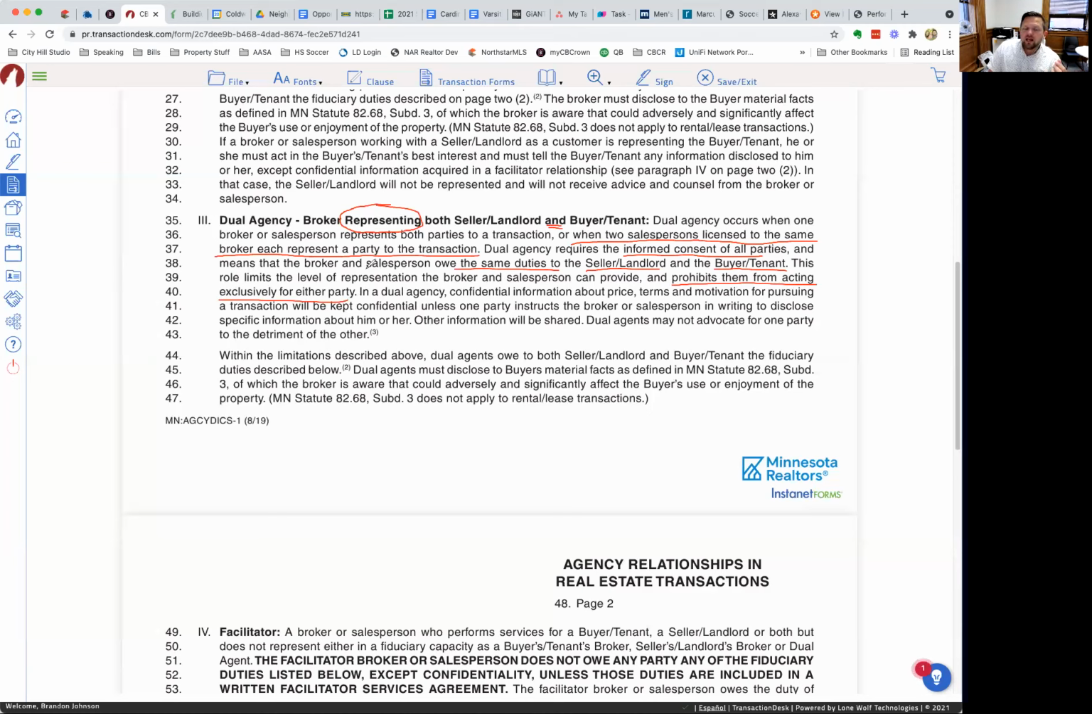Or what I will often say is, this is when I or somebody in our office or company is going to represent the other side of the transaction. Here's what that means: I can't do anything to either party's detriment, right? I can't do anything that's going to hurt you or hurt the other person.